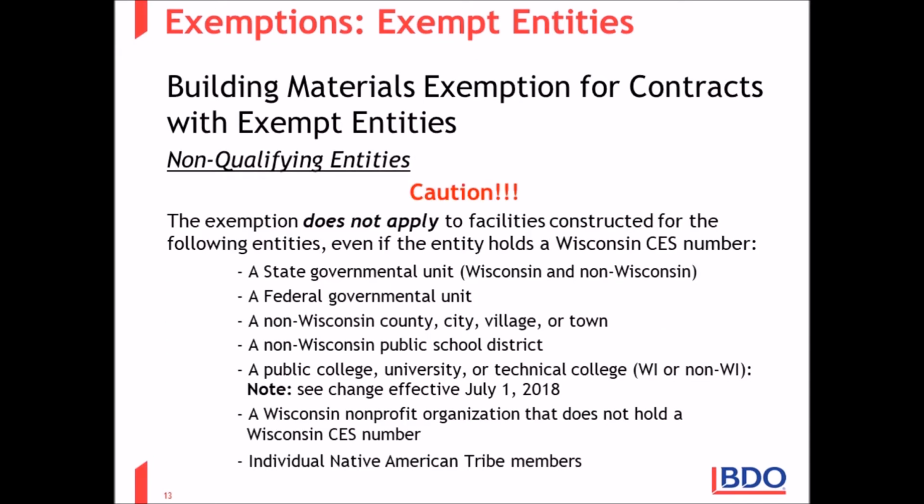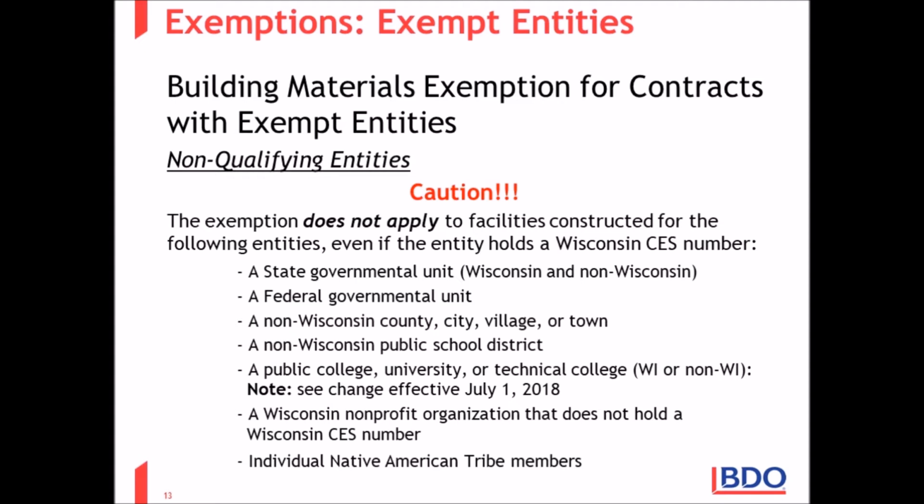So those are the entities that qualify. Let's talk for a moment about the ones that don't qualify. Those are listed on this slide. One that may be a little surprising is the first one there. A state government, including the state of Wisconsin, does not qualify. Now, there is an exception. I mentioned that the UW system will qualify starting in July, but except for that, a project for a state government does not qualify. The federal government is also not a qualified entity for purposes of this exemption.